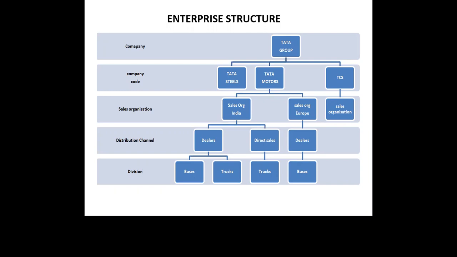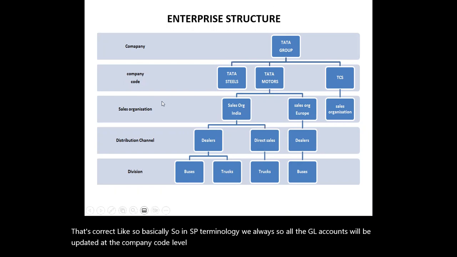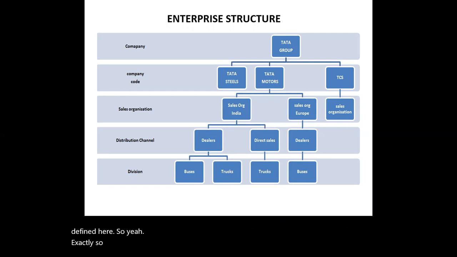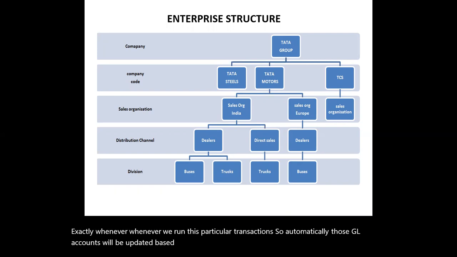Yeah, that's correct. In SAP terminology, all the GL accounts will be updated at the company code level. On the sales side, we divide it into domestic revenues as well as export revenues, so different GL accounts will be defined here. Yes, foreign currency and domestic currency. Exactly. Whenever we run these transactions, those GL accounts will automatically be updated based on the revenues, expenses, tax, or freight charges. Everything will be updated in the particular GL accounts.